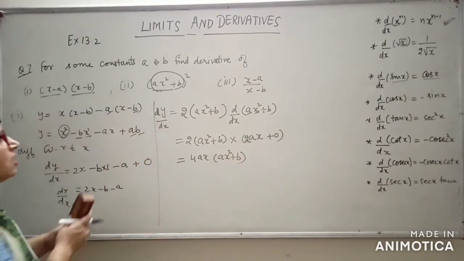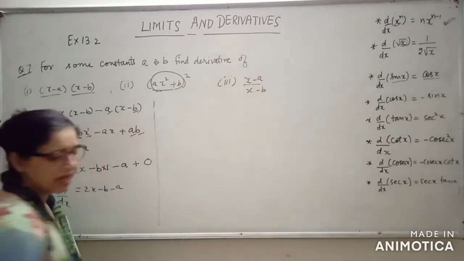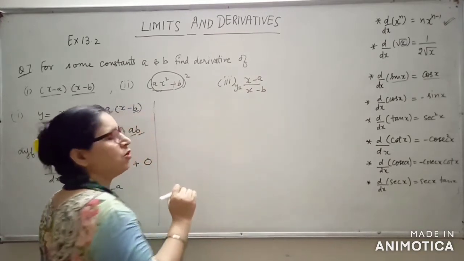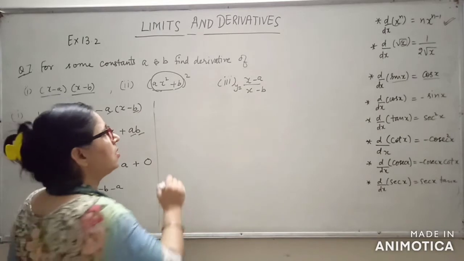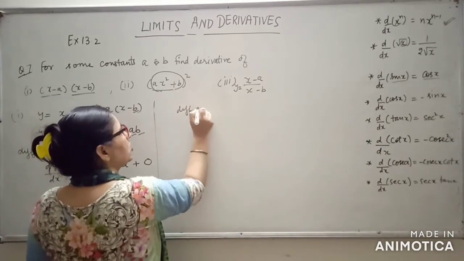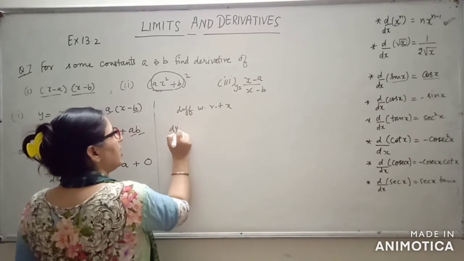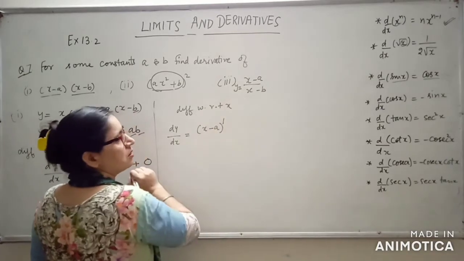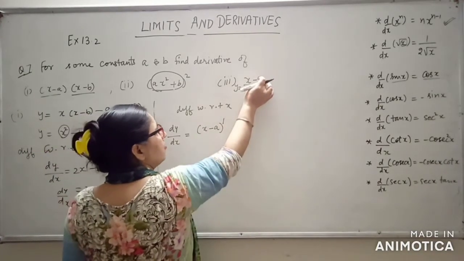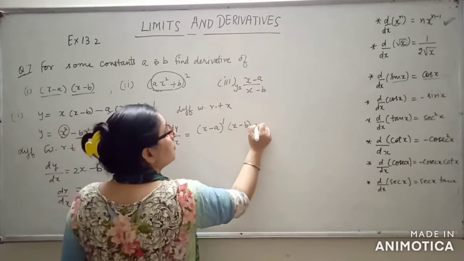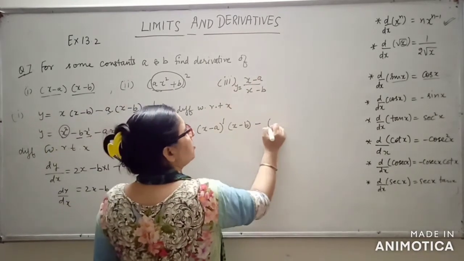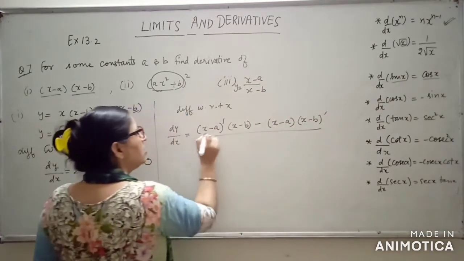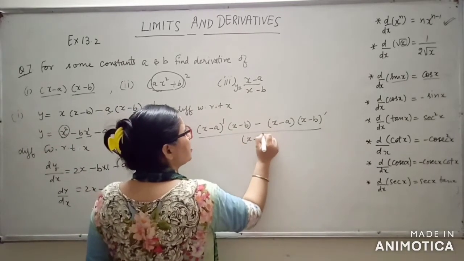Now I am coming to the last, third part of this question. What is that? y is equal to (x minus a) upon (x minus b). I will apply the quotient rule here. So differentiating with respect to x, dy by dx. First of all, take the derivative of the numerator. I will put this symbol to show that I am taking the derivative of x minus a, and x minus b as it is, minus. Then I will write x minus a as it is and take the derivative of x minus b, upon the square of whatever is in the denominator.